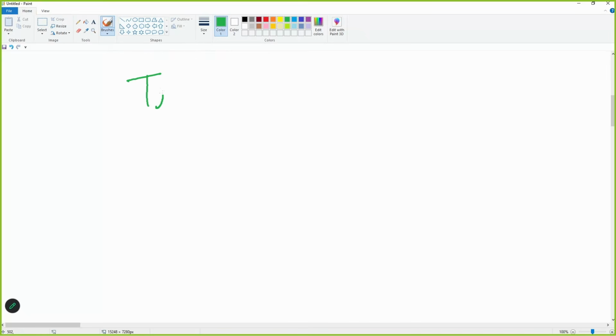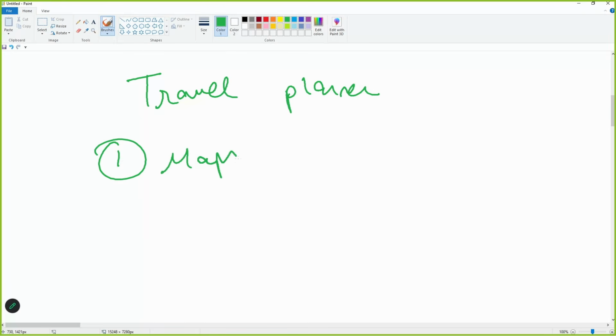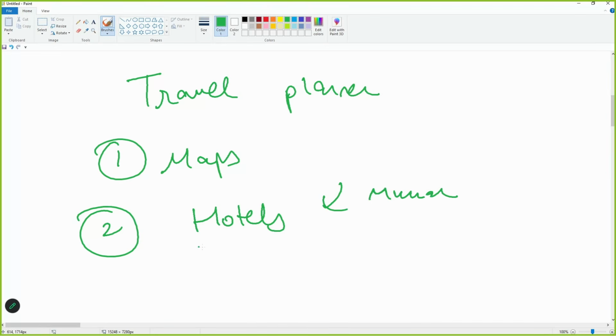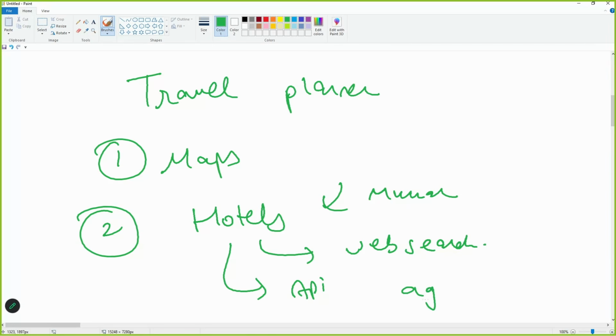So if we talk about a travel planner, first it got the information from the maps. Second, it got all the information about the hotels in Munnar. How did it get the information about hotels in Munnar? A web search was performed, right? Hotel prices, or maybe some hotel API would be used, agoda.com, tripadvisor.com.